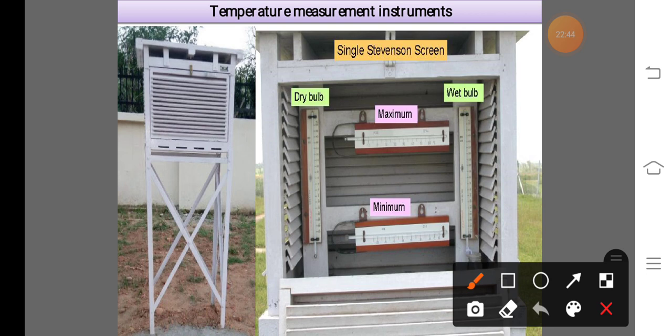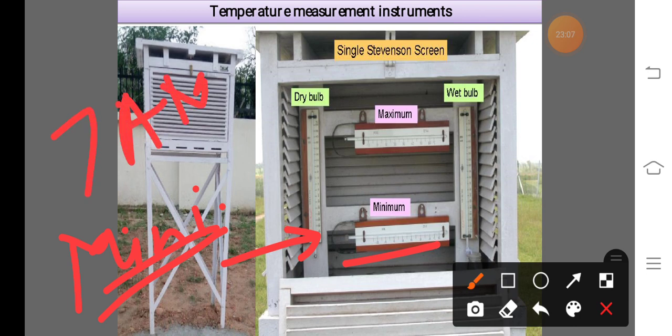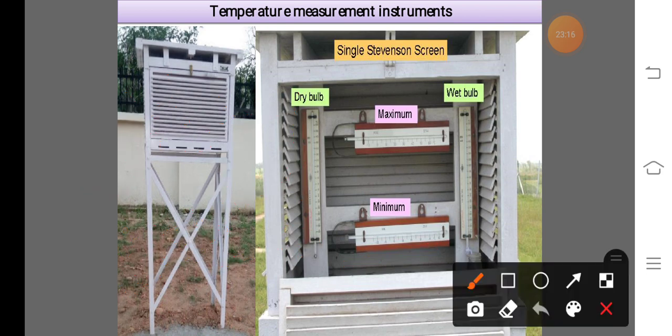Now the next, the minimum thermometer. The minimum thermometer is used to record the minimum temperature in a day. And the time of observation of this minimum temperature is at 7 a.m. Indian Standard Time. 7 a.m. at Indian Standard Time.